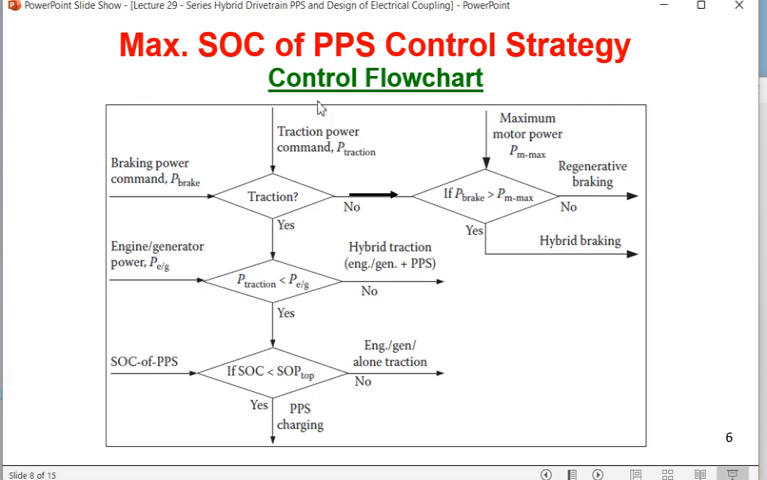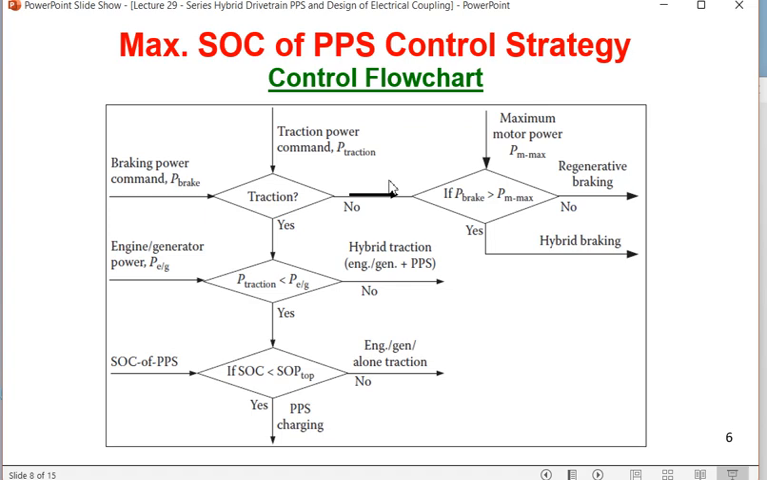There are 4 modes: A, B, C, D. I have not mentioned A, B, C, D here, but I have added some animation. As time goes by, the animation of points A, B, C, D will come here. So you have to be careful about where this A, B, C, D is appearing in this flow chart. First let us understand the flow chart.